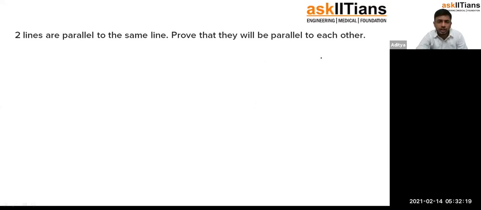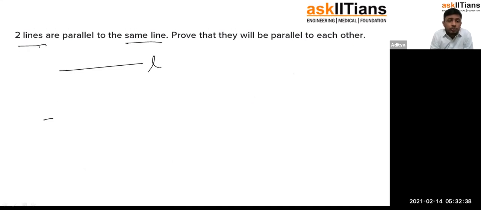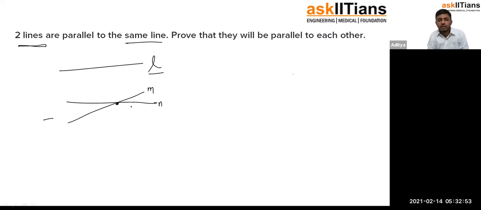This question states that two lines are parallel to the same line. Prove that they will also be parallel to each other. So let us say there is a line. We will prove this by contradiction. What do we mean by that? Let us see. Let's say this same line that we are talking about is L, and let us assume to the contrary that the lines which are parallel to the same line L, let's call them M and N, maybe they can intersect, maybe they are not parallel. If they are not parallel, then they will have to intersect.